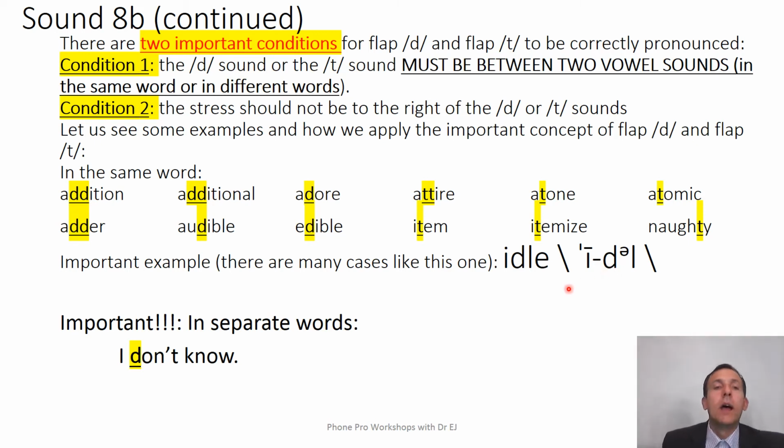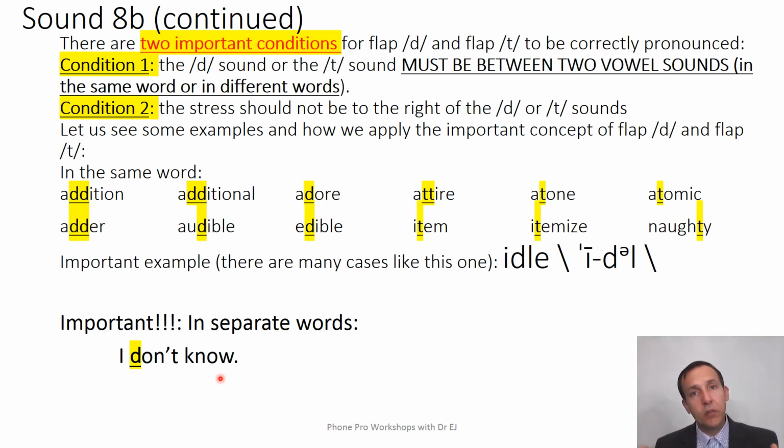Okay, now let's talk about a very important case, because so far we have talked about examples and how we apply the important concept of flap D and flap T in the same word. Now, many times you're going to see that you can apply flap T and flap D in separate words. This is one example. You have I and then a separate word don't and a separate word no. If you pronounce these three words separately, you have to say I don't know.